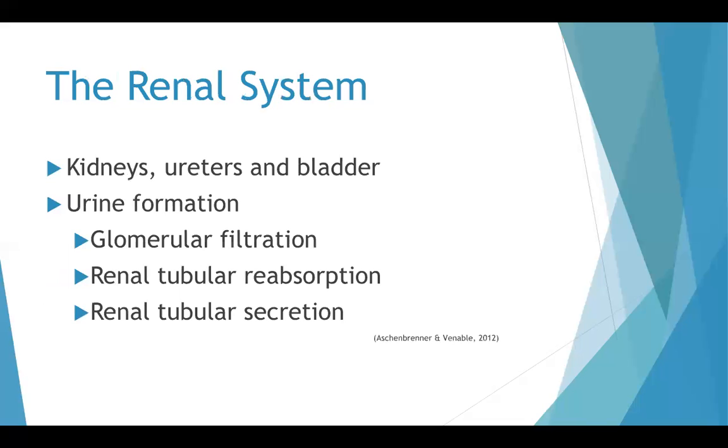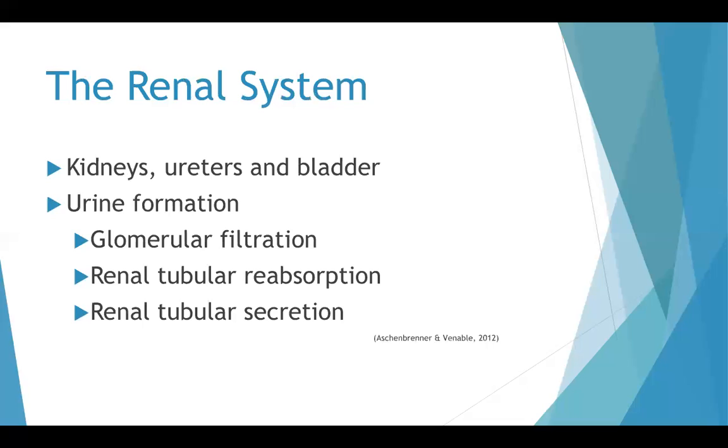So let's start out with a little review of the renal system. The renal system consists of the kidneys, ureter, and bladder. The kidneys are an important part of maintaining your body's health. The kidneys filter waste products, electrolytes, and water out of the blood and excrete them in urine. The kidneys also play a role in maintaining acid-base balance in the body and in maintaining blood pressure.